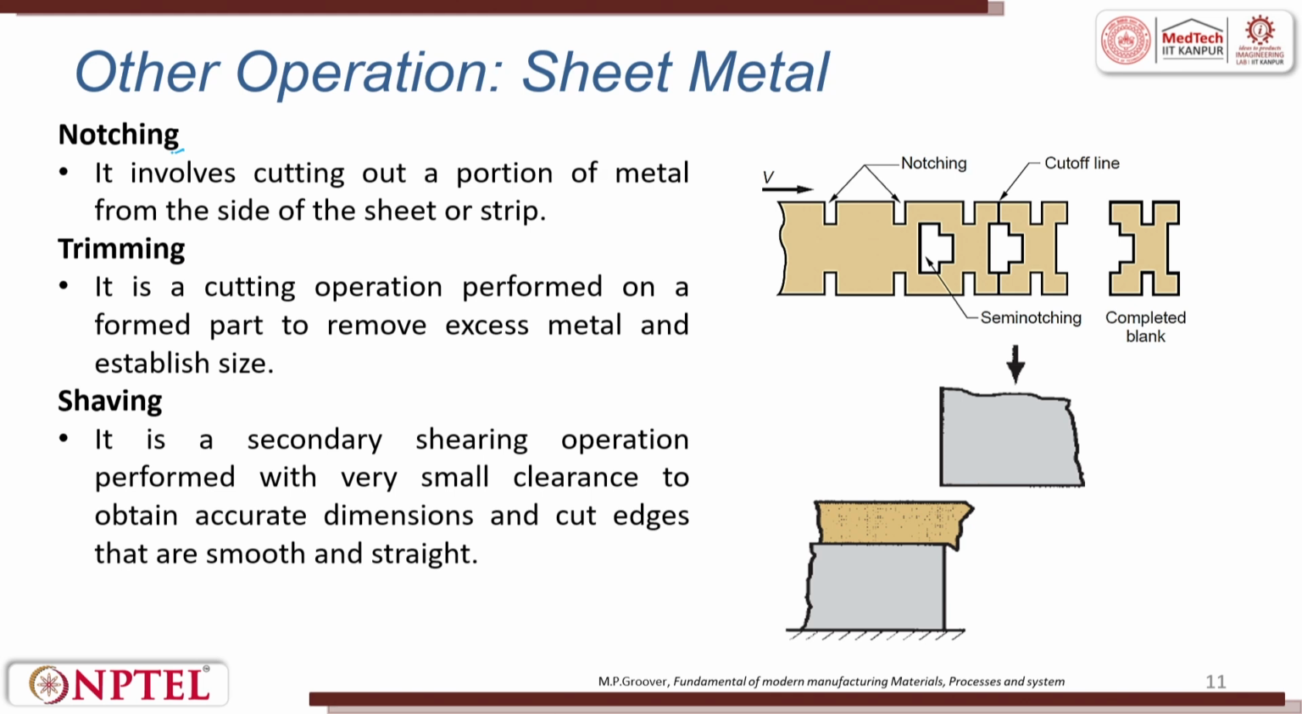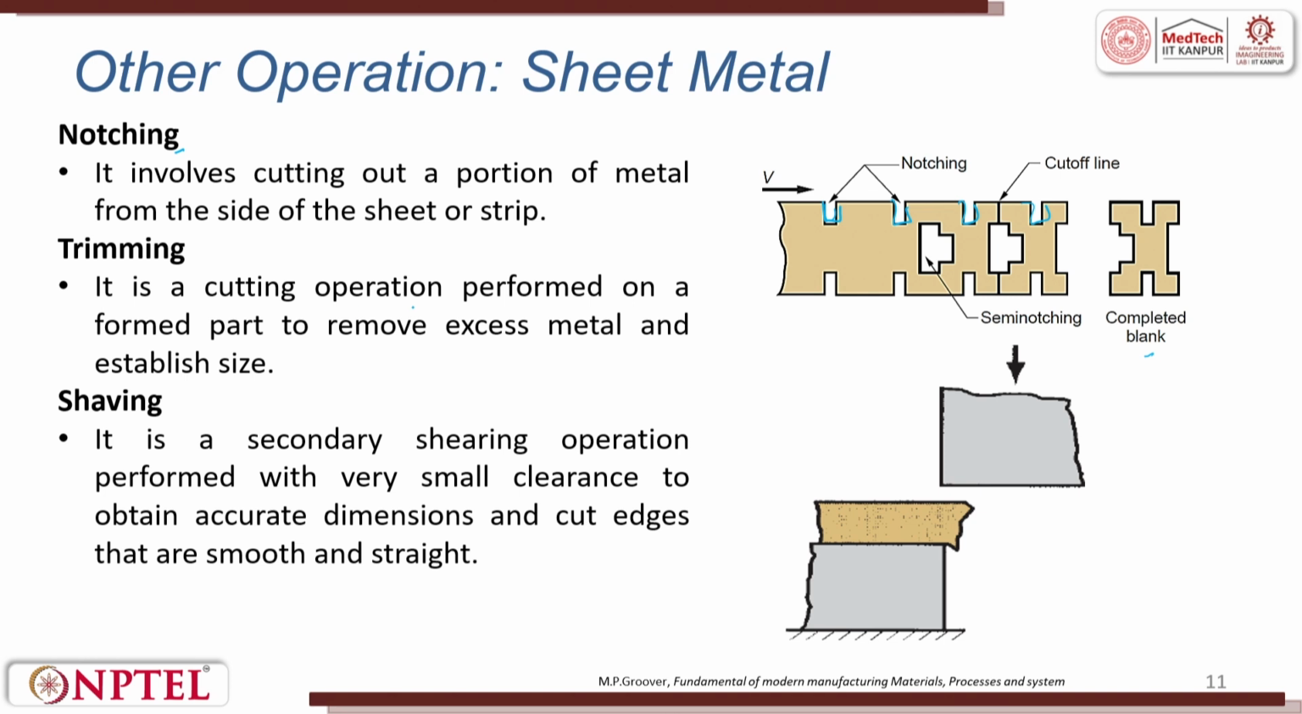Notching operation involves cutting out a portion of the metal from the side of the sheet or a strip. This is called notching. Trimming is a cutting operation performed on a formed part to remove excess material and establish size. Notching is on the side, if you try to remove material.